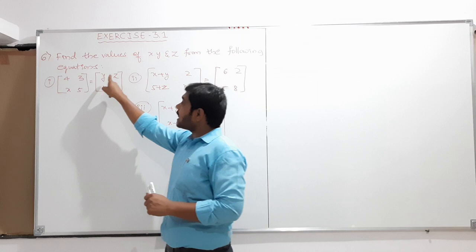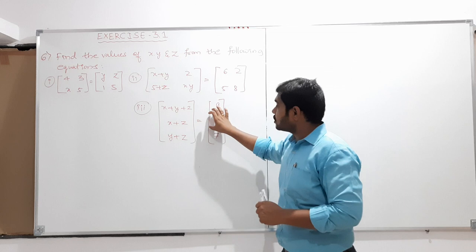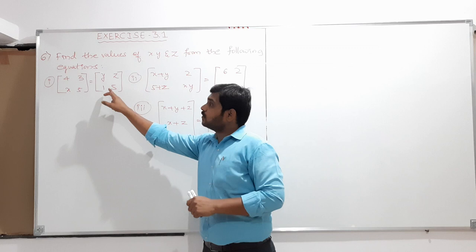What are the conditions given to you? This is the first condition. And what is the second condition? The second condition also says this matrix is equal to this matrix. And this matrix is equal to this matrix. These are the conditions they gave you. In these cases, you should find the values of x, y, z.